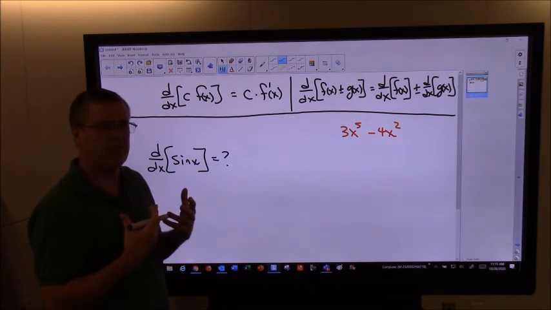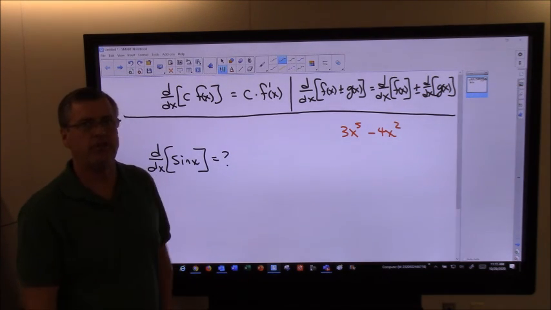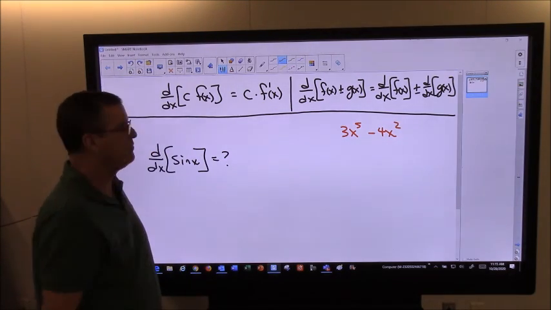But it's kind of one of those things that we want to make sure we understand so that moving forward, if that shows up, we know, oh yeah, we're adding and subtracting. We can break it up into 2 separate derivatives.